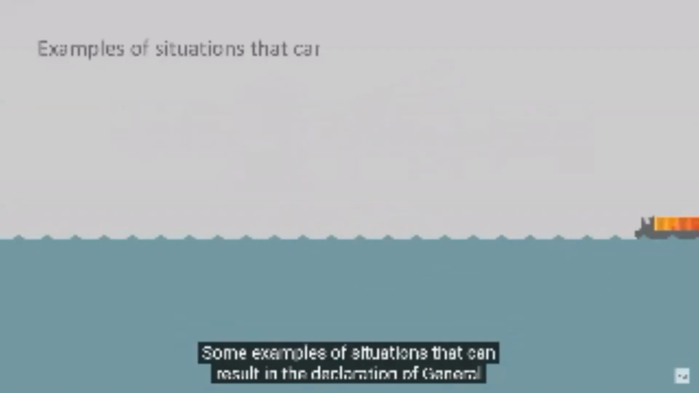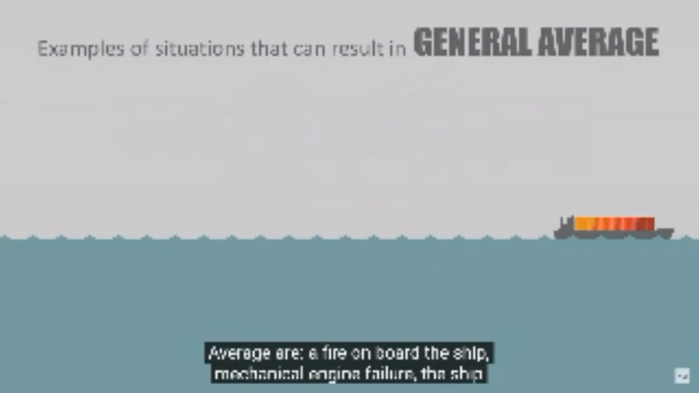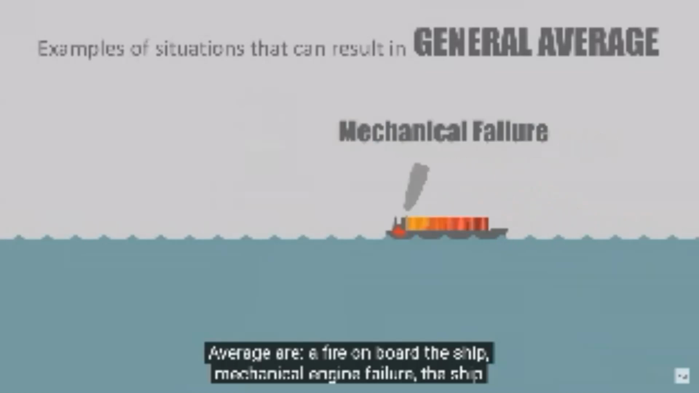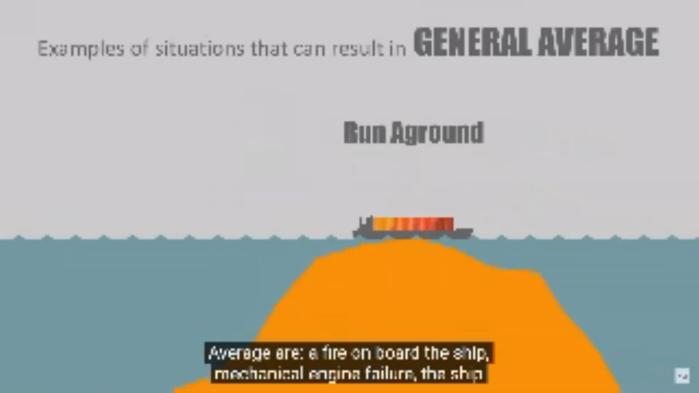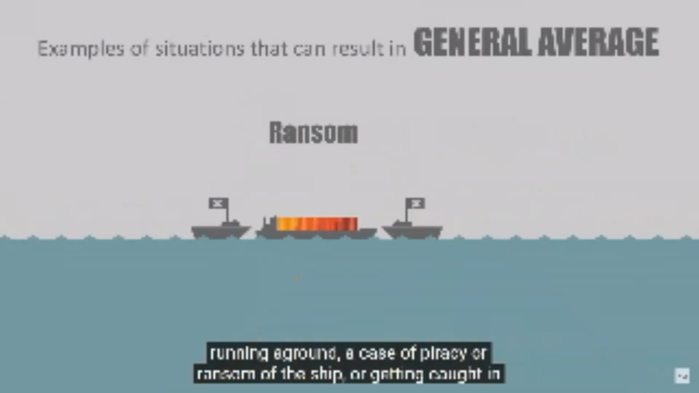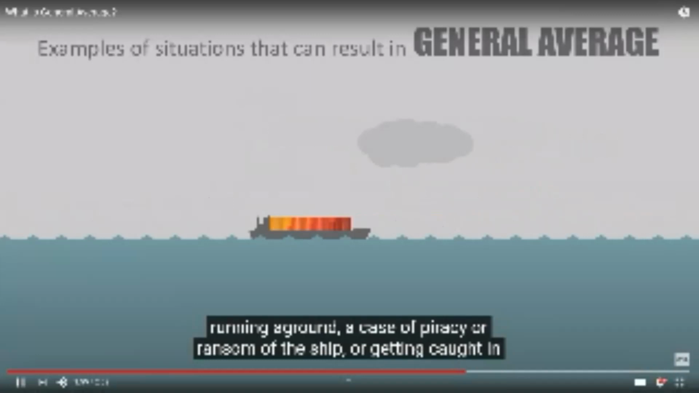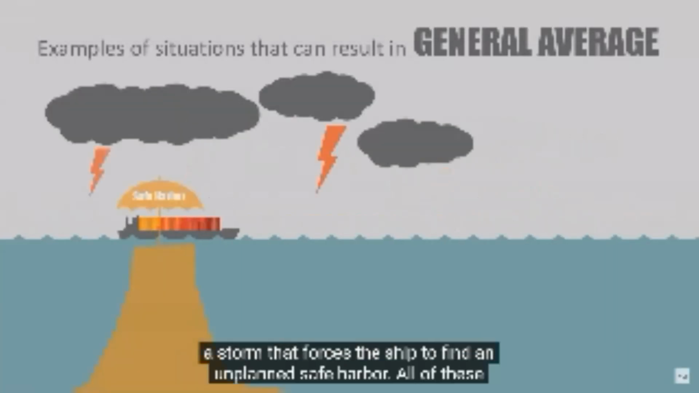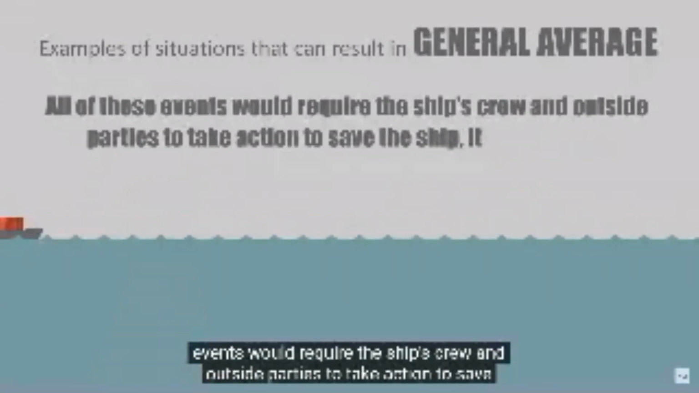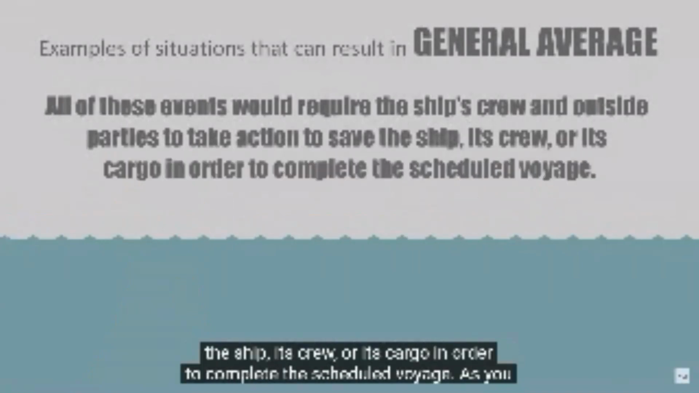Some examples of situations that can result in the declaration of general average are a fire on board the ship, mechanical engine failure, the ship running aground, a case of piracy or ransom of the ship, or getting caught in a storm that forces the ship to find an unplanned safe harbor. All of these events would require the ship's crew and outside parties to take action to save the ship, its crew, or its cargo in order to complete the scheduled voyage.